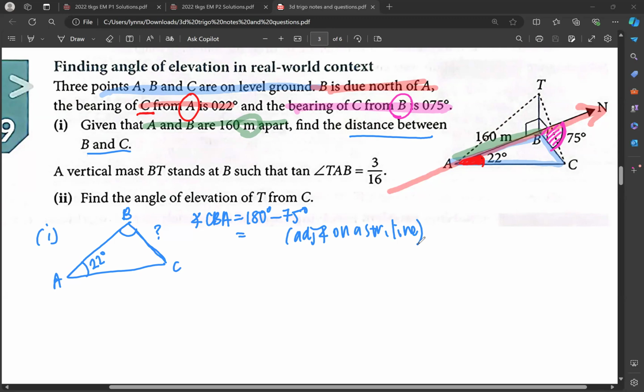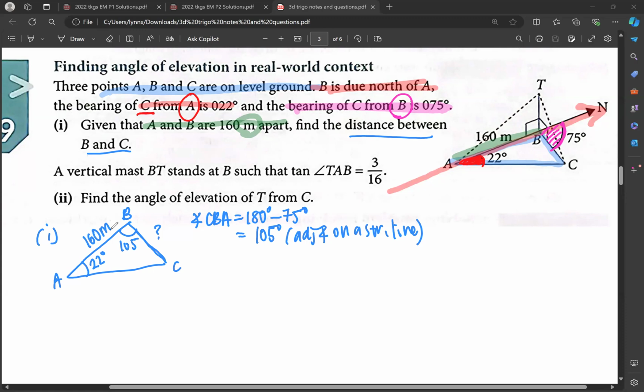What? 104? 105. So I fill in 105. Any more information am I given? BCA? No. Any more information am I given? I'm given AB. And how much is AB? 160 meters.